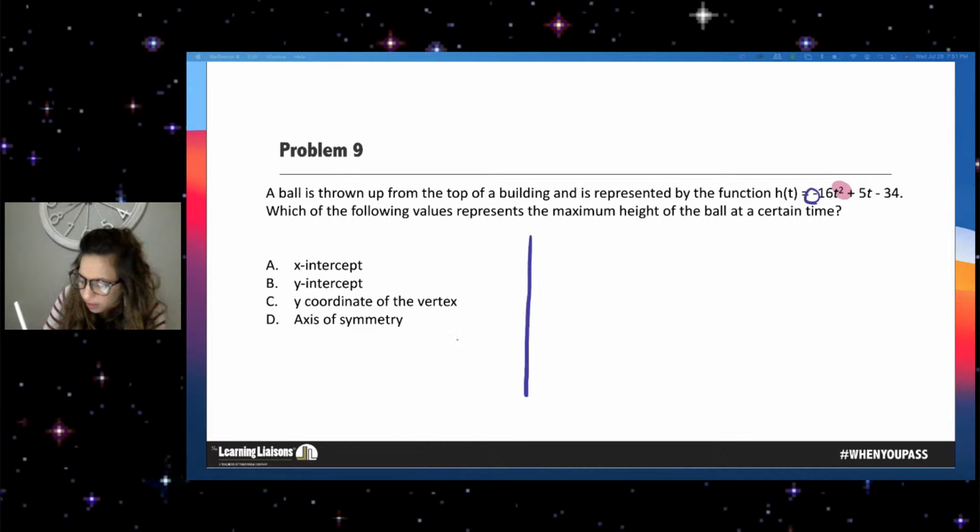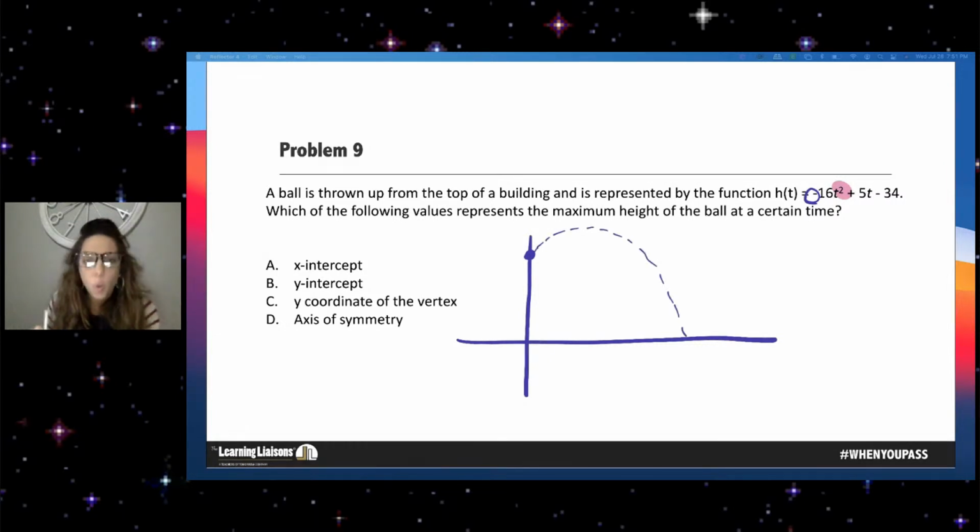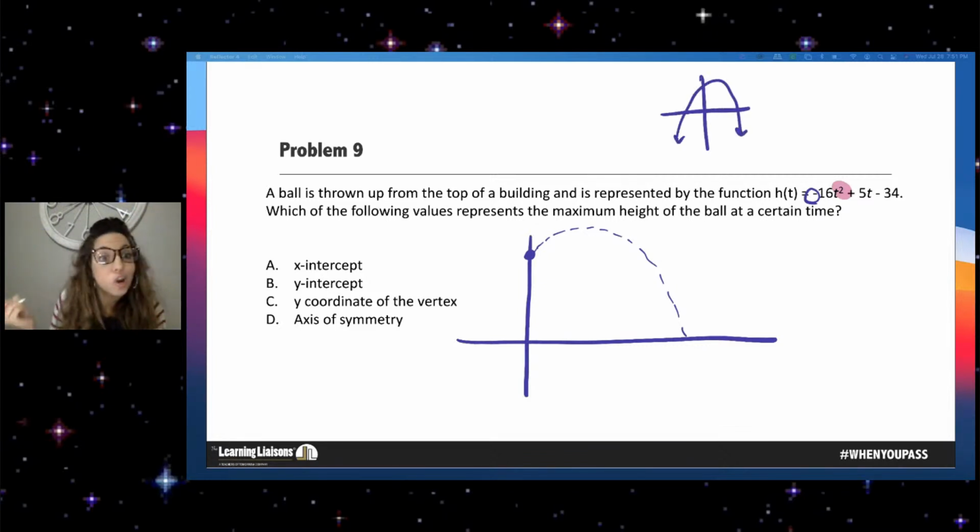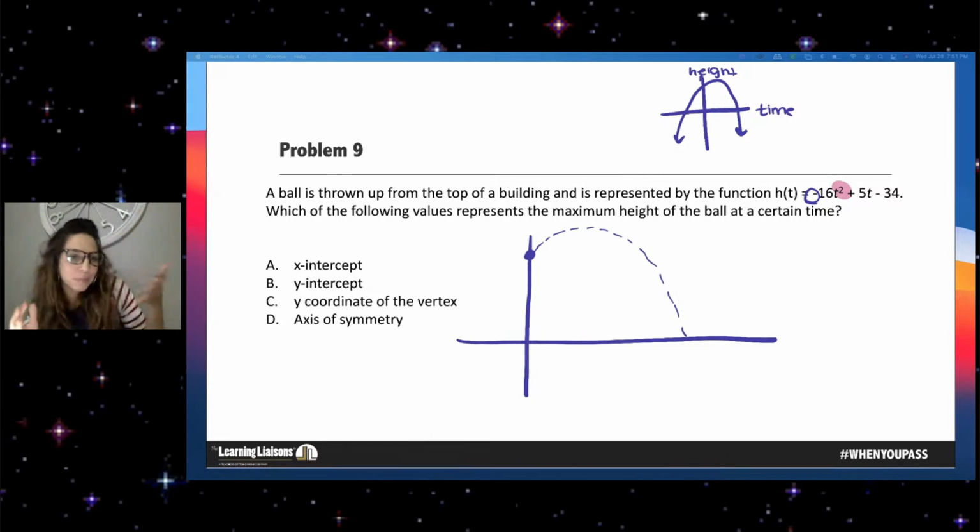So if I were to draw this, I'm standing at a building, I throw the ball up, and it comes down. Why did I only draw that part of my parabola? Why didn't I draw my whole parabola? Great question. Because this is the time, and this is the height of my ball, and my ball isn't going to go into the negative depths of the earth, and my time can't be negative. So I'm starting with time 0, and I end when the ball hits the ground. It's not going to be a lava ball that drives into the ground. So that's why I'm stopping.